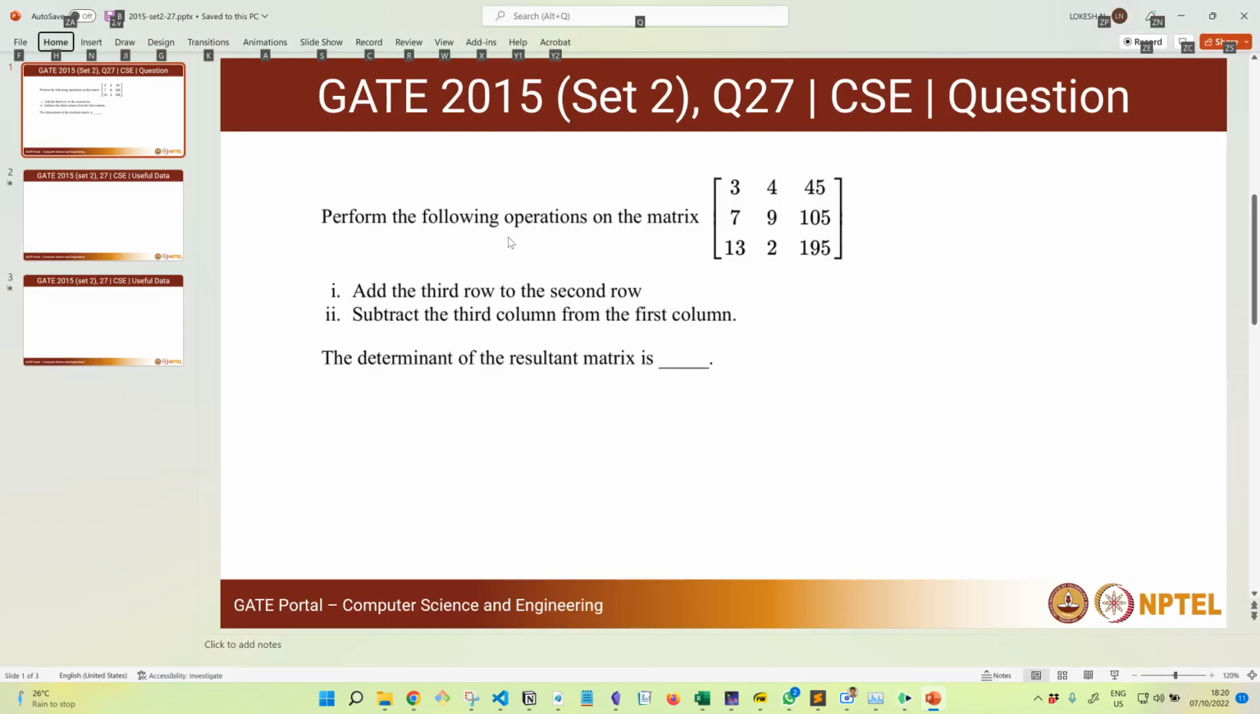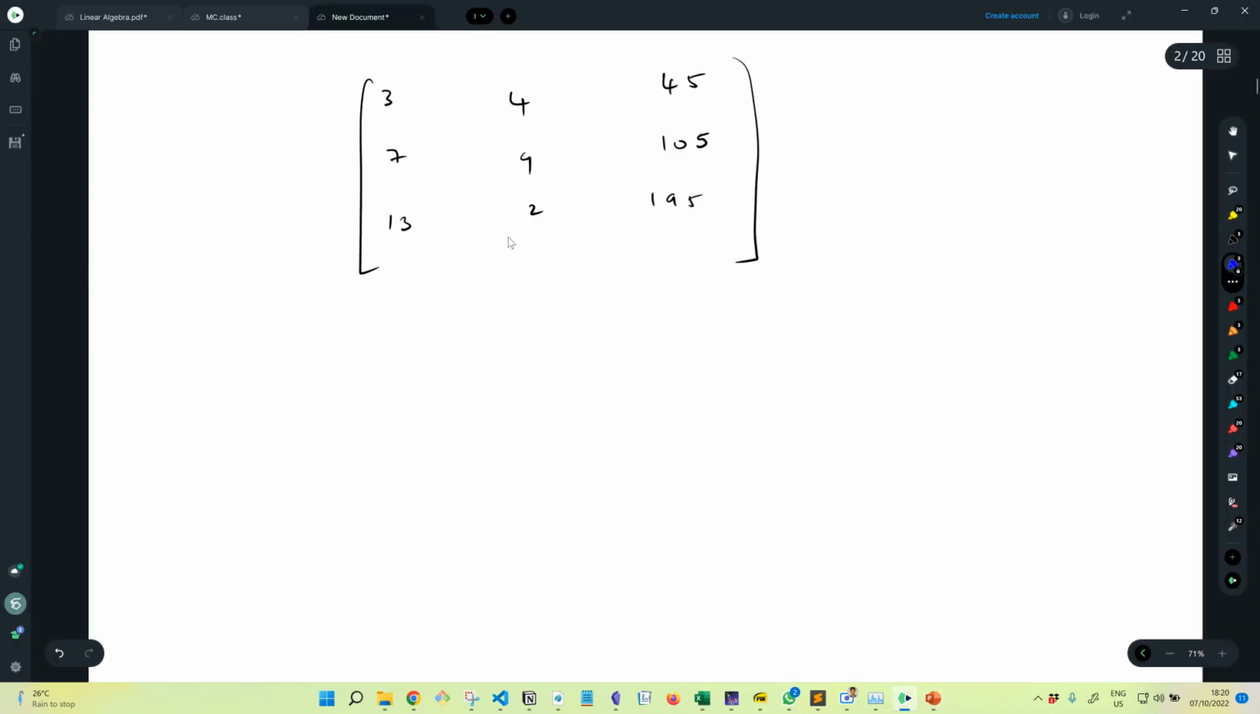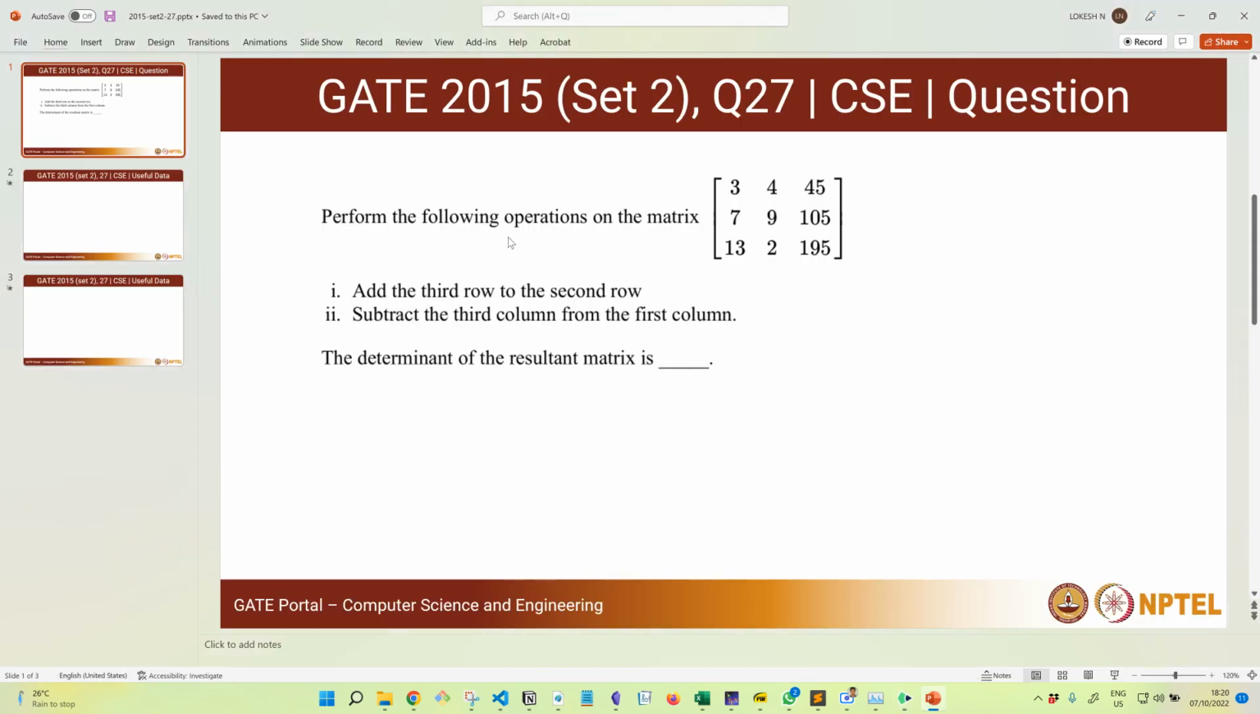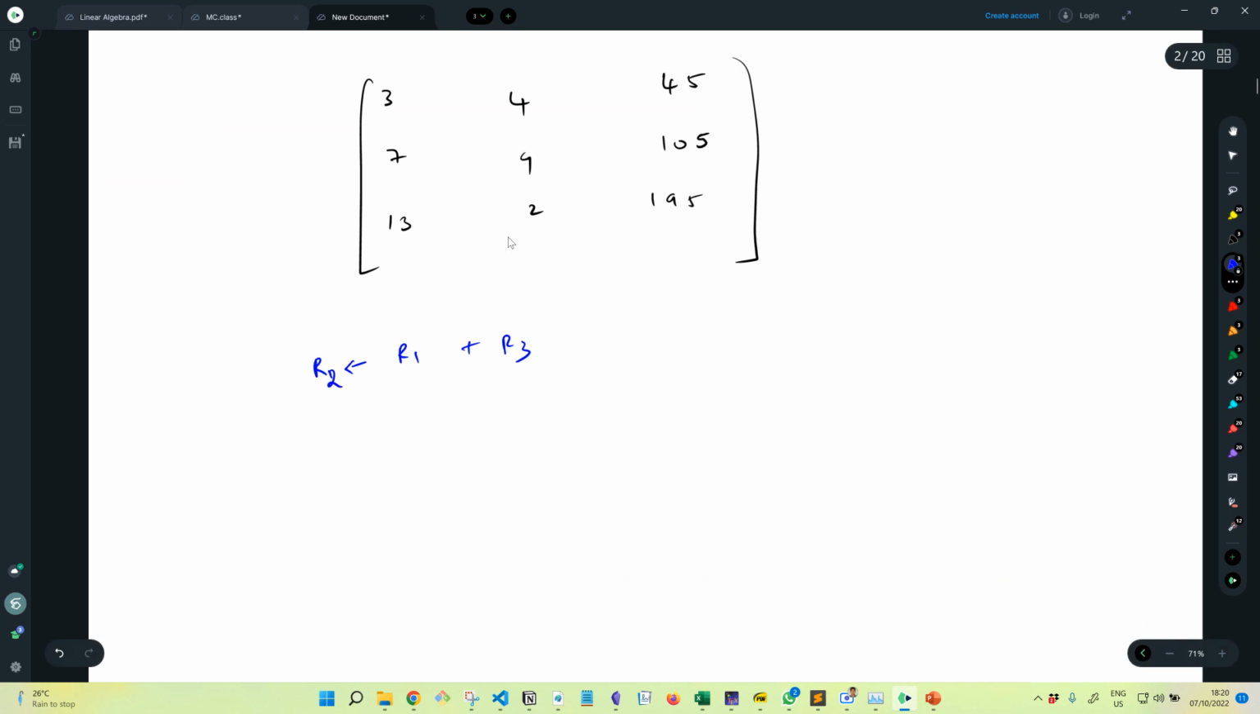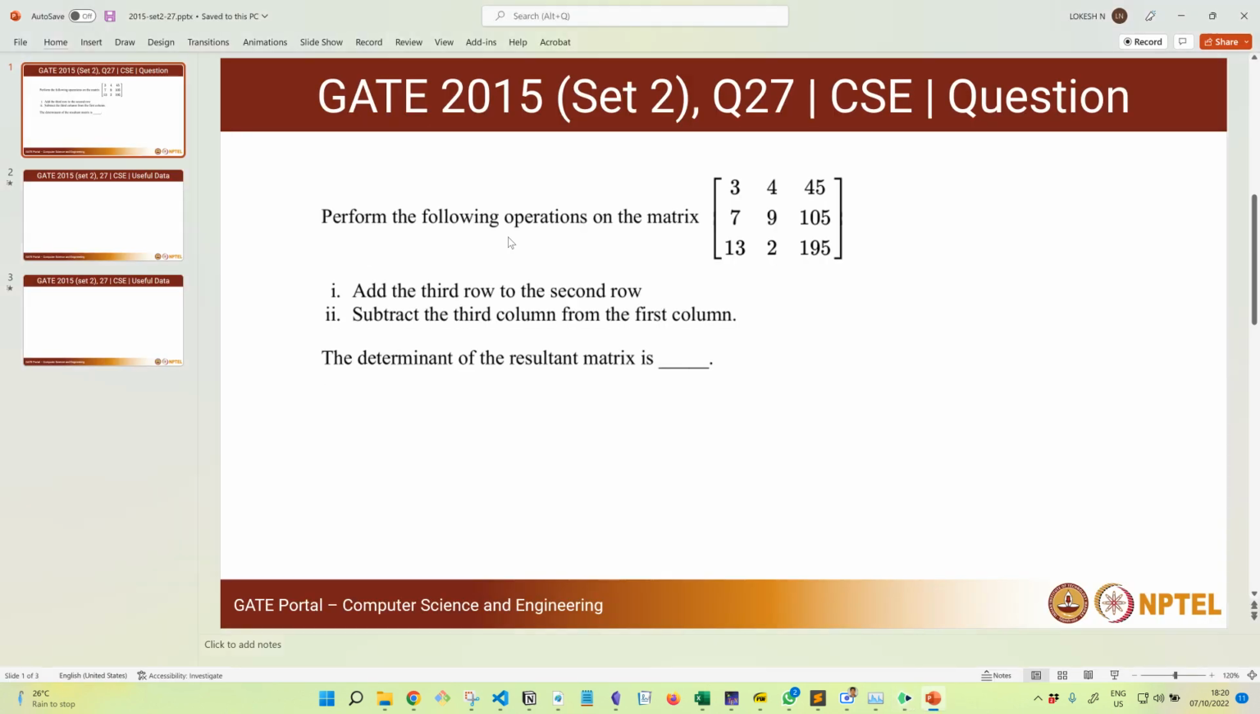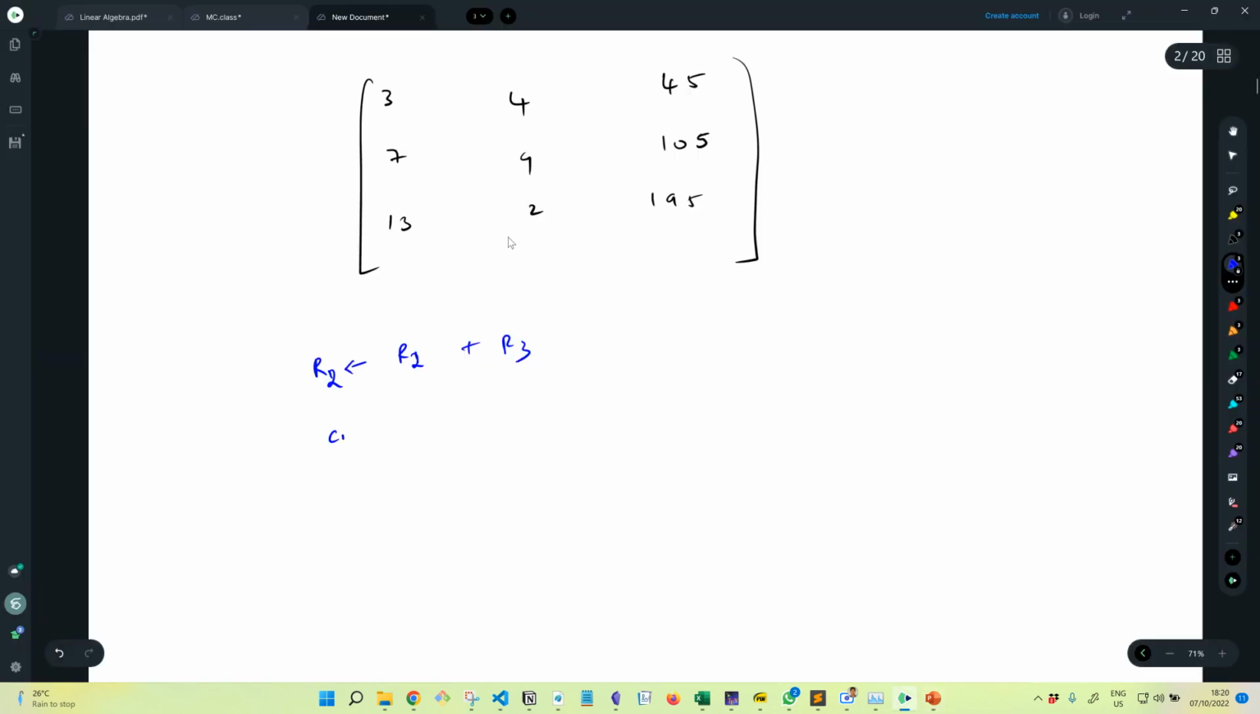One is adding the third row to the second row, and subtracting the third column from the first column. What are the operations they're telling? Add the third row to the second row: R2 equals R2 plus R3. Then C1 equals C1 minus C3.